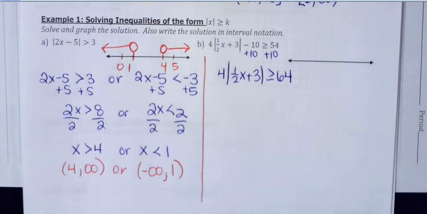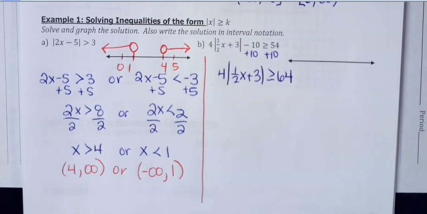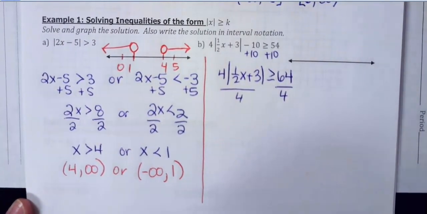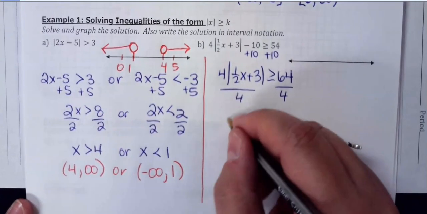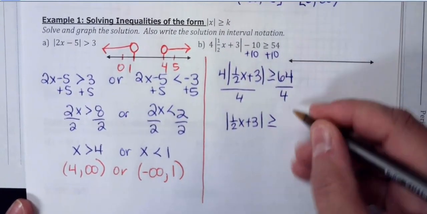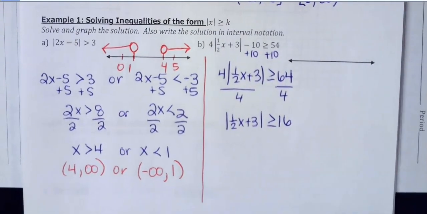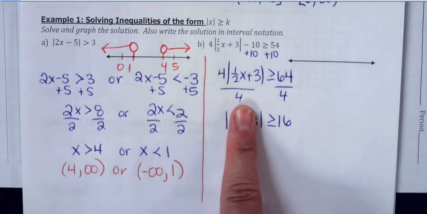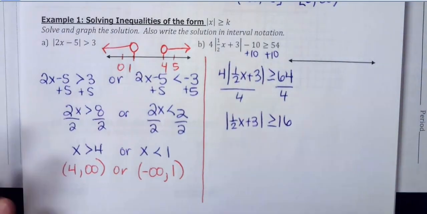Okay, then what do I want to do with the 4? Divide. Do not distribute. I saw some people do that on their quiz. Don't do that. Divide, don't distribute. I said that backwards. Okay, so we get 1/2 x plus 3 greater than or equal to, that's a nice number, 16. Now once you're here, as long as this is a positive number, it doesn't matter what this is. Whatever this is, if it's greater than, it's either going to be bigger than 16 or less than -16. So you're just going to drop your absolute value and just copy that down.